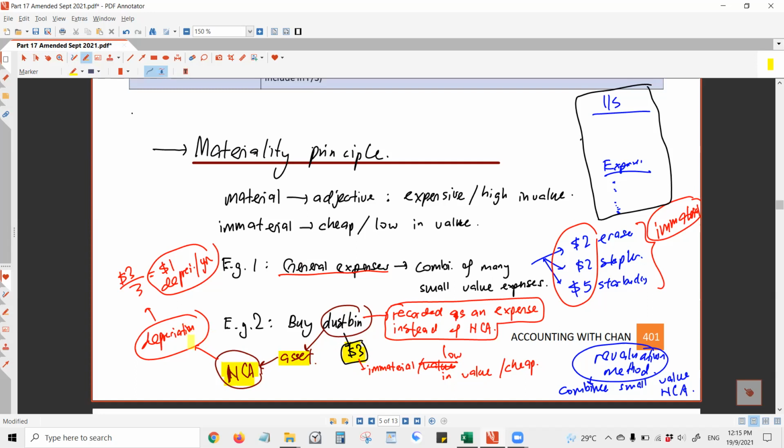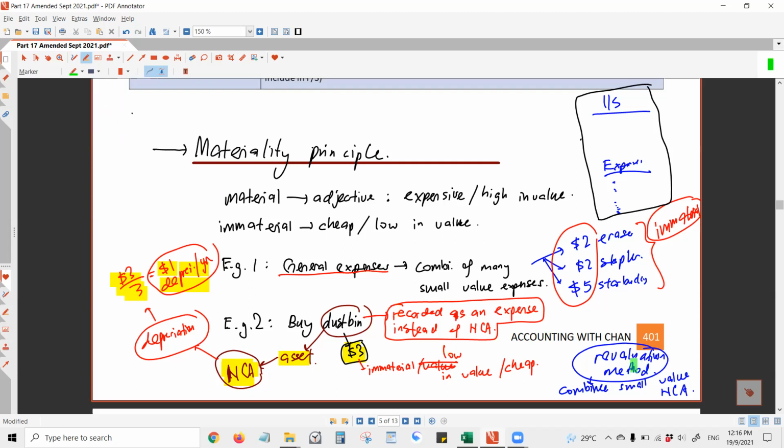And imagine when you want to calculate depreciation for the dustbin, because it's an NCA, you take $3, divide by 3 years. Imagine you use it for 3 years, then it's $1 depreciation per year. Do you think it's worthwhile to show this $1 in the income statement? I don't think so. It's very low in value. It's not worthwhile to show it as a single line. Otherwise, your income statement would be a very long list, a very crowded income statement. Agree? That's why you have two solutions.